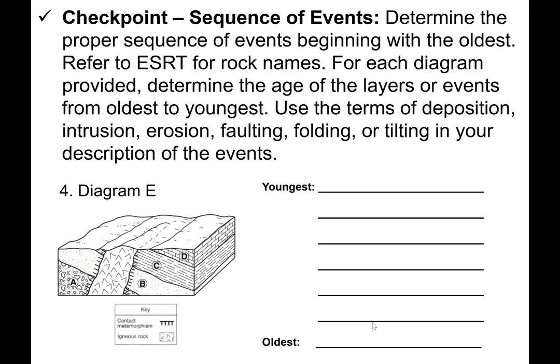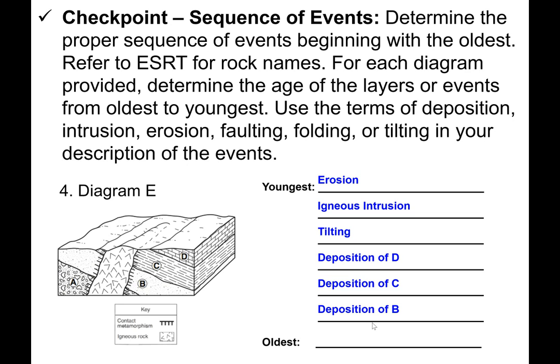Now on the top here, we see that there's a lot of missing layers between D, C, B, and A. So what happened there was erosion, or another word that we came up with for that was unconformity, a missing part of the rock record. After the erosion, there was the igneous intrusion. We see that because there's contact metamorphism with all the layers. And then we're going to start working our way down. We have our tilting, these are not layered flat. Deposition of D, deposition of C, deposition of B, and deposition of A.